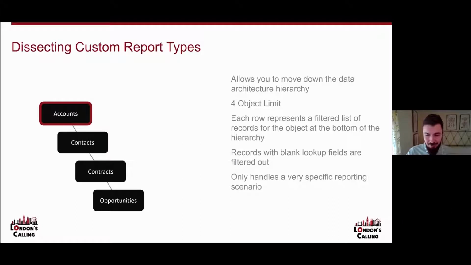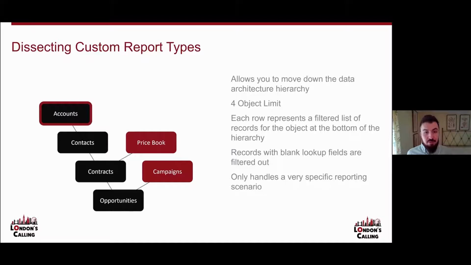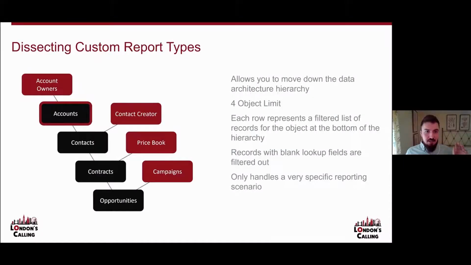And they want to pull in fields from the related campaign, or maybe some information about the price book related to that contract. Or they want some custom fields about the person who created that contact. Or they want to know some custom information about the account owner. And this method of building custom report types stops there with just the 4 objects that you can enforce. You're not able to easily include reference fields from these other objects highlighted in red here.